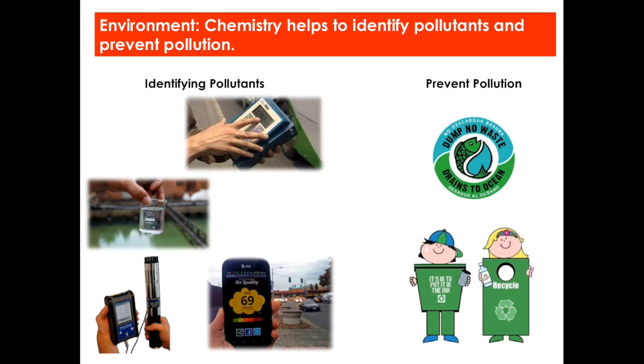Environment. Chemistry helps to identify pollutants and prevent pollution. Remember, a pollutant is a harmful chemical that usually goes against living organisms. The first step is identifying pollutants, and it can be in air, water, or soil. And the other way is to prevent pollution. This is for avoiding dumping waste where you shouldn't, or to recycle.